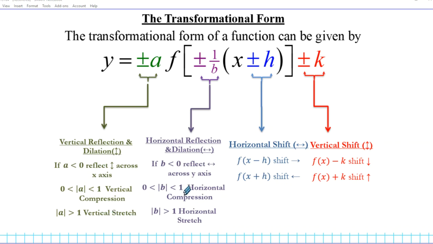The same thing applies with the b value, but it occurs in the horizontal direction. One thing you want to keep in mind is that for the b, you're looking at the reciprocal of the coefficient of x. And then when you have x minus h, you shift to the right. X plus h, you shift to the left. If k is positive, you shift up. If it's negative, you go down.